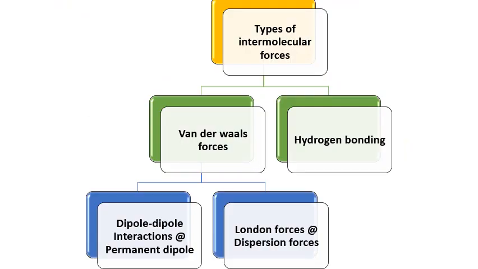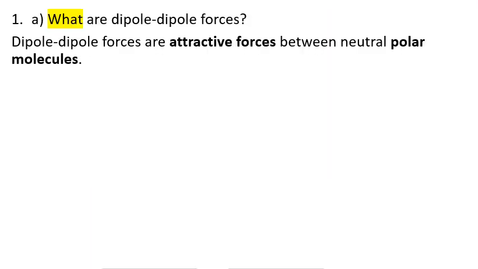Generally, there are two types of intermolecular force. One is van der Waals, while the second one is hydrogen bond. Then, under the van der Waals force, it can be divided into two forces again. One we know as dipole-dipole interaction or permanent dipole, and another one is London forces, which is known as dispersion forces as well.